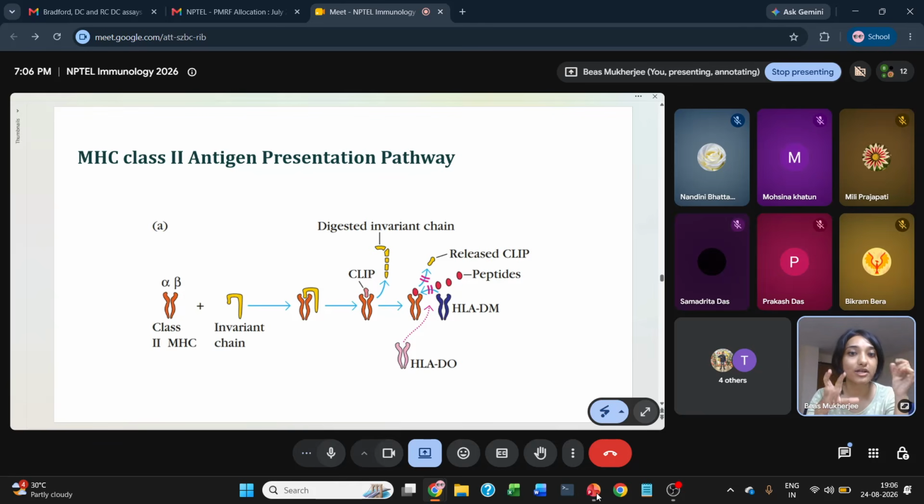HLA-DM is also like an MHC molecule. It looks very similar to that. Then your HLA-DO comes. Please see the full forms.